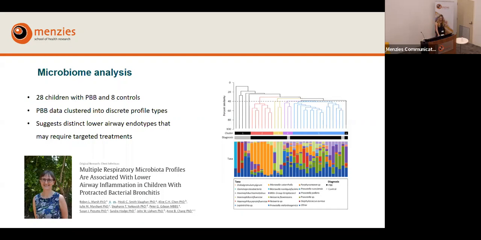And now they're actually working on trying to find out if these specific profiles have a direct correlation with the clinical outcome. That's what they're currently working on. If you're interested, read the lovely paper from Robin.